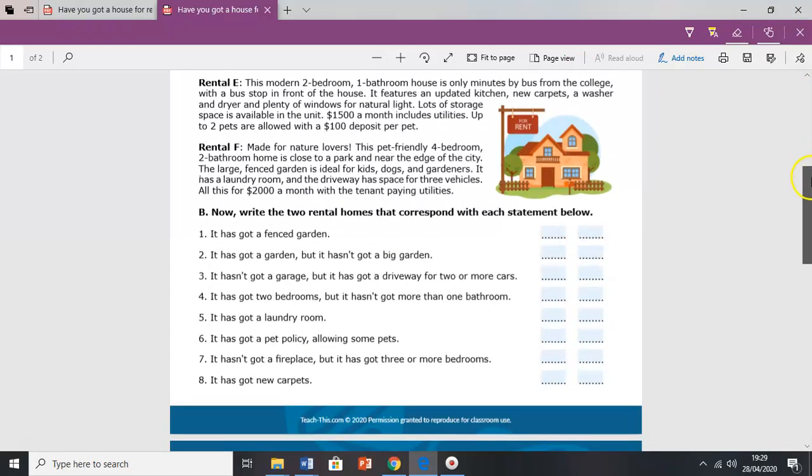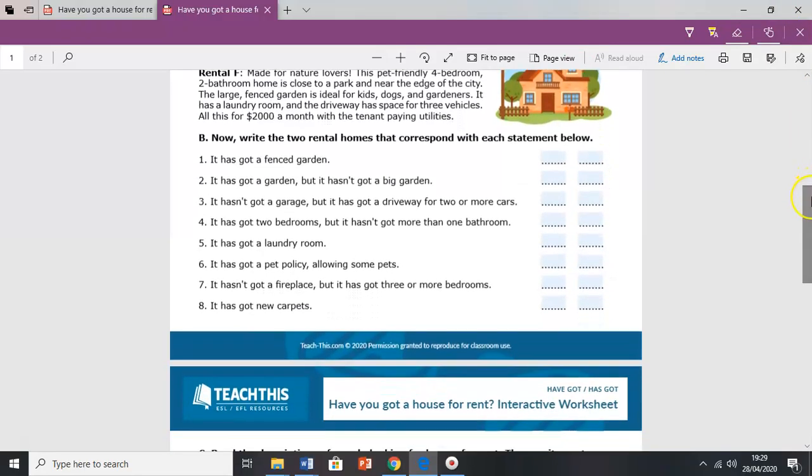So let's go back to the questions. So you have 8 questions. Let's look at the first one. I should read it. So now write the 2 rental homes that correspond with each statement below. So we're looking for 2 houses. We have 2 spaces there. It has got a fenced garden. Okay. So the important word in this sentence, well, garden is important and fenced is important. Because many of the houses could have gardens, but maybe not many of the houses could have a fenced garden.